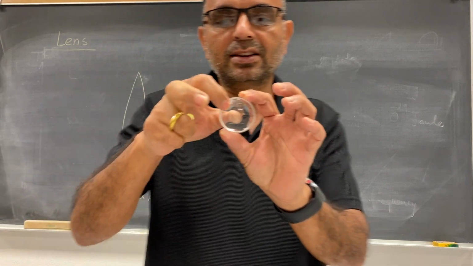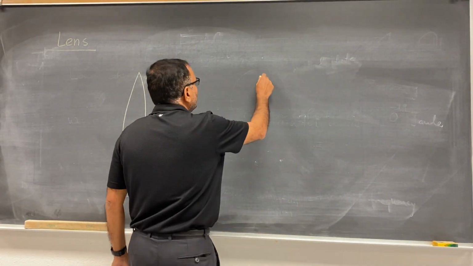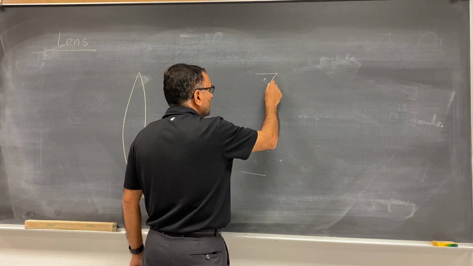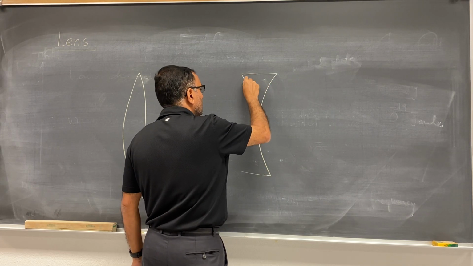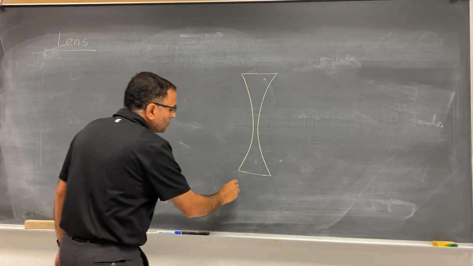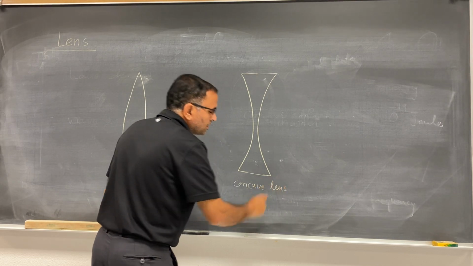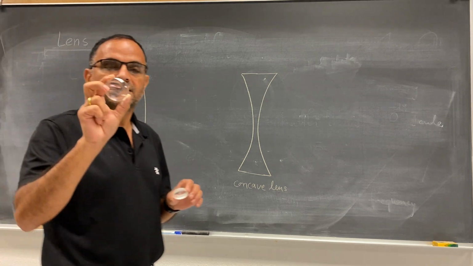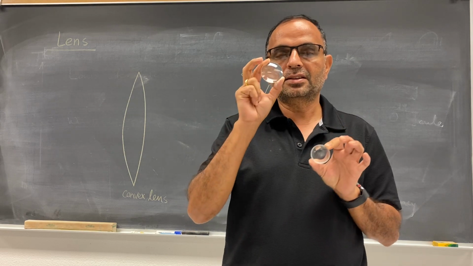And there is another lens, thin in the middle. This is thin right here, thin in the middle, and you can draw it like this. Something like this. So this is your concave lens. So we have normally two types of lens. Convex lens, thick in the middle, and concave lens, thin in the middle.